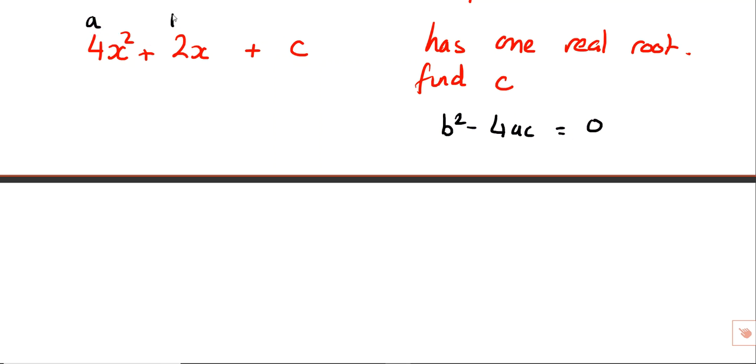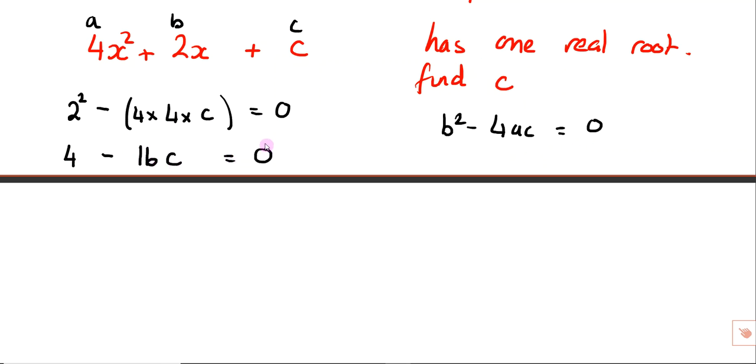That's a, b, c. So I can write that 2 squared minus 4 times 4 times c has to equal 0. Alright? Make sense what I'm doing here? So I have to know this bit though. I have to understand what that means. So now I can say 4 minus 16c equals 0.